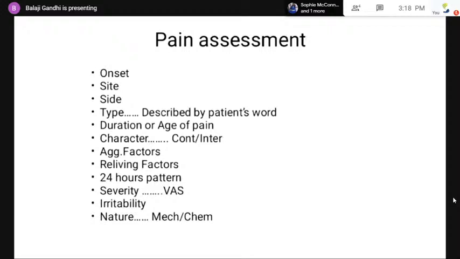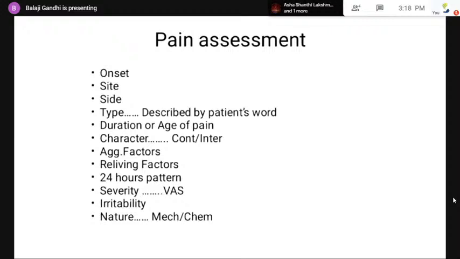If there is intermittent type of pain, it is a mechanical origin pain. Aggravating factors: what are the factors that can aggravate the pain? Sometimes even rest will aggravate the pain. So always we should not think that rest will relieve the pain, not like so. Sometimes rest also will aggravate the pain in case of inflammation.